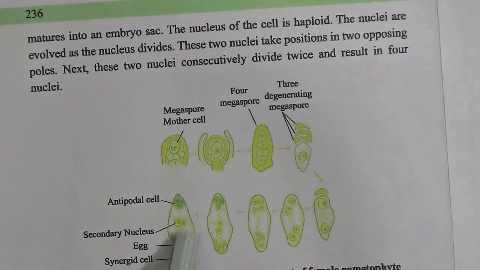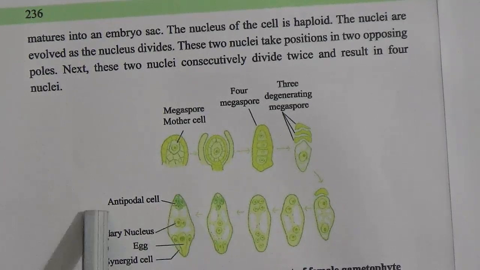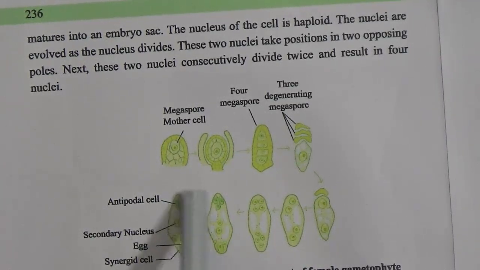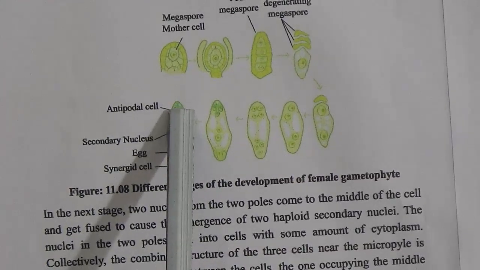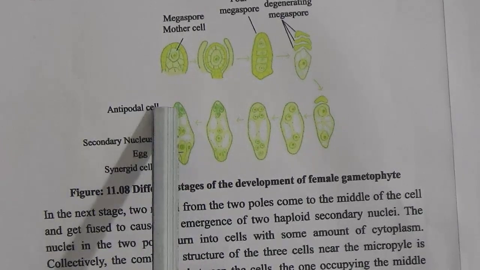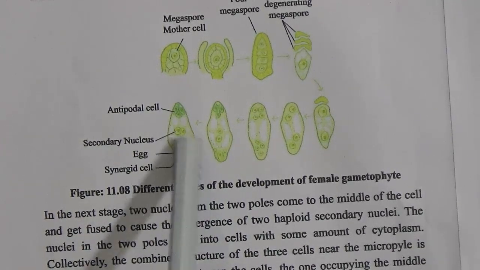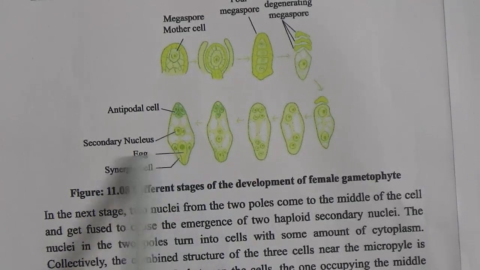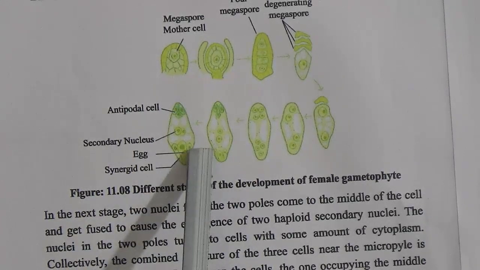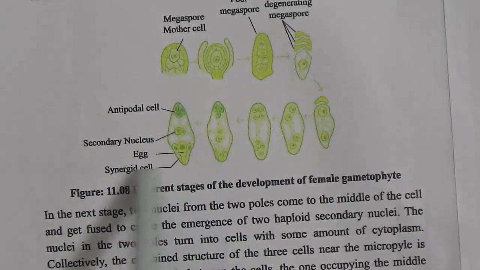You can see in the last stage, this is the female gametophyte development. Here are 3 nuclei, called antipodal cells, and here are 2 nuclei, called secondary nuclei. At the other pole, there are also 3 nuclei; the middle one is called the egg, and the 2 on the side are called synergid cells.